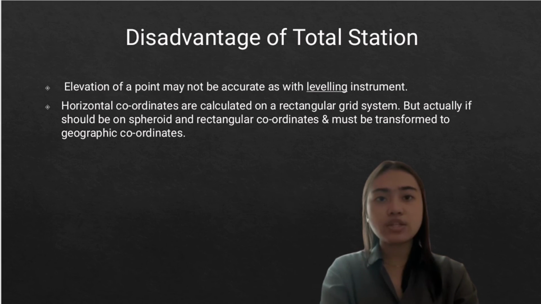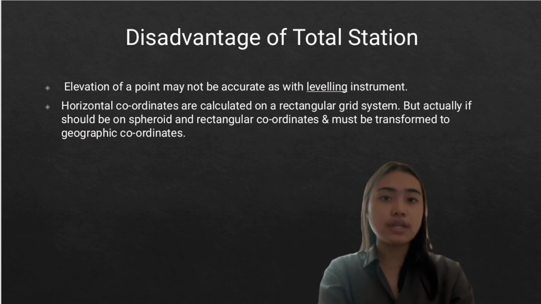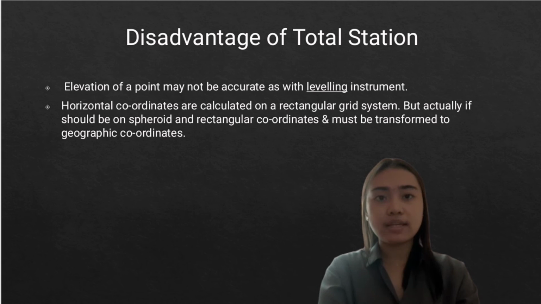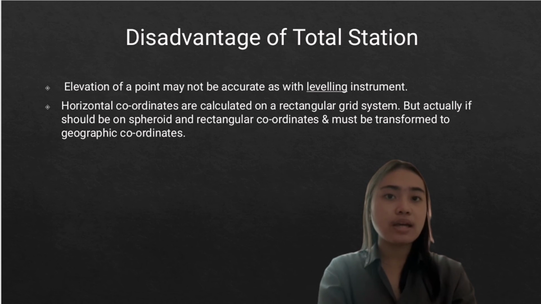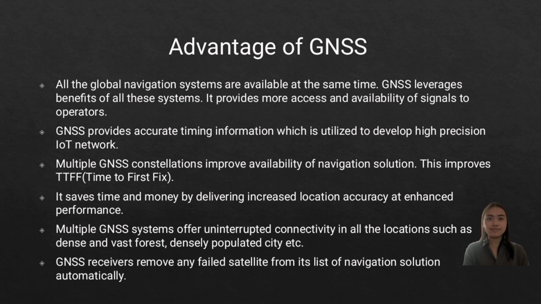So, the disadvantages of total station are, first, elevation of a point may not be as accurate as with leveling instrument. Second, horizontal coordinates are calculated on a rectangular grid system, but actually it should be on spheroid, and rectangular coordinates must be transformed to geographic coordinates.